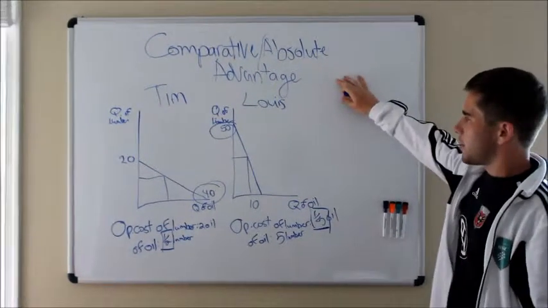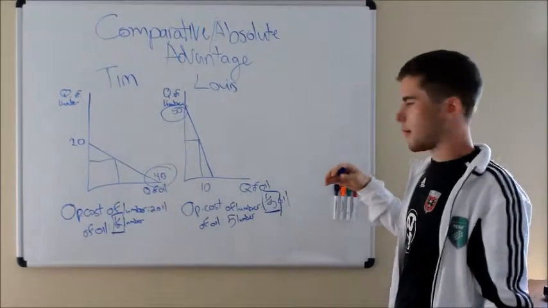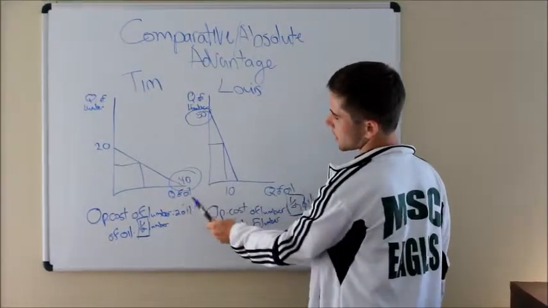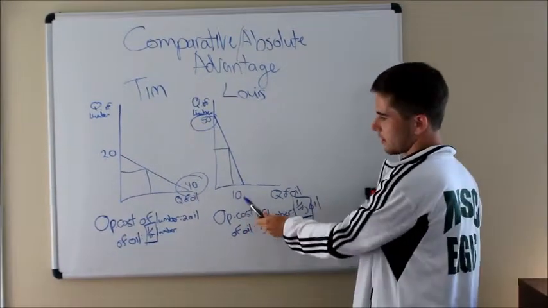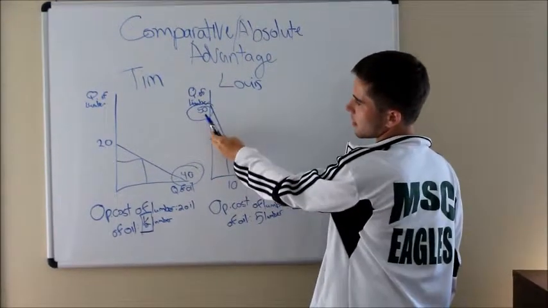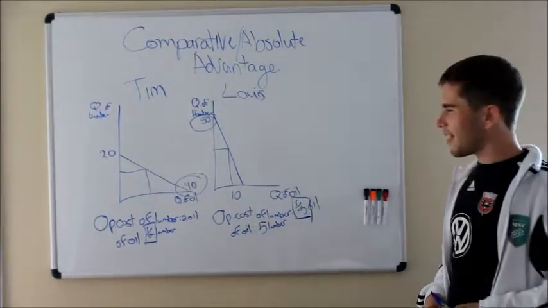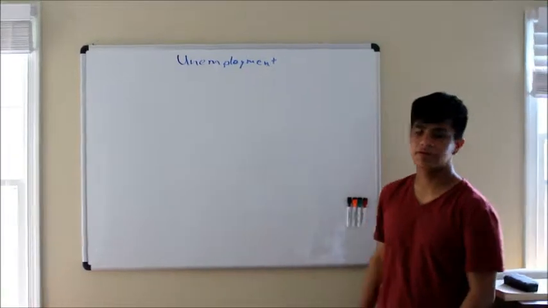Then we move on to absolute advantage, which is just who can produce more of one product. In this instance, Tim has an absolute advantage in oil because he produces 40, which is obviously more than 10, and Lewis has an absolute advantage in lumber because he produces 50, which is obviously greater than 20. So yeah. Okay, I'm going to be doing unemployment now.